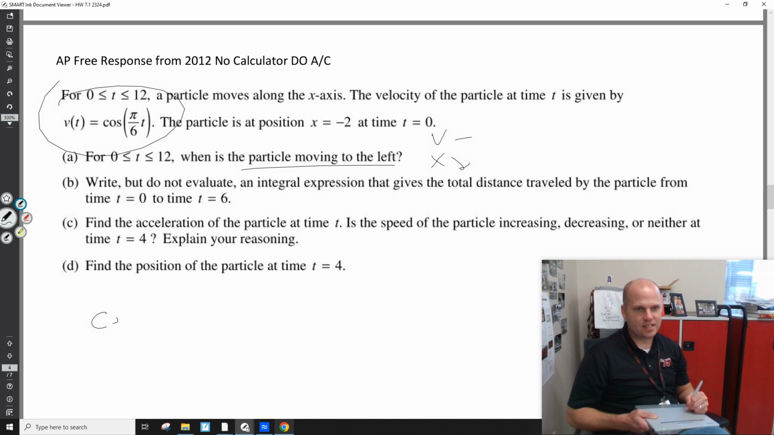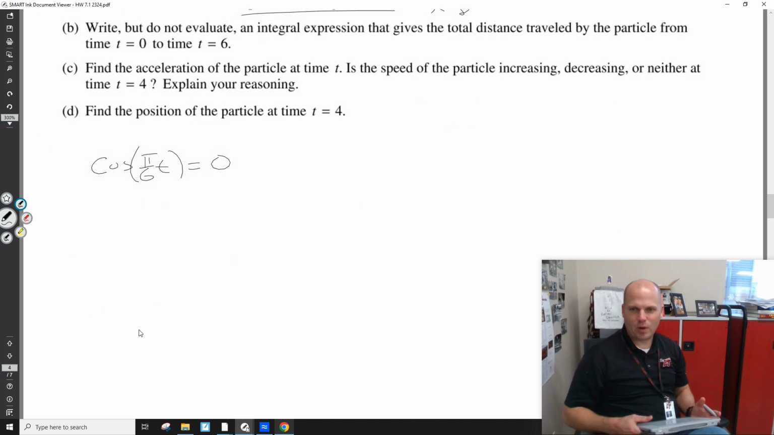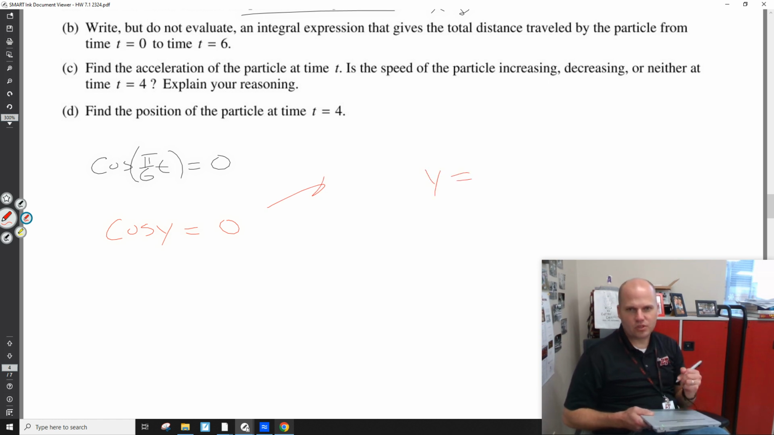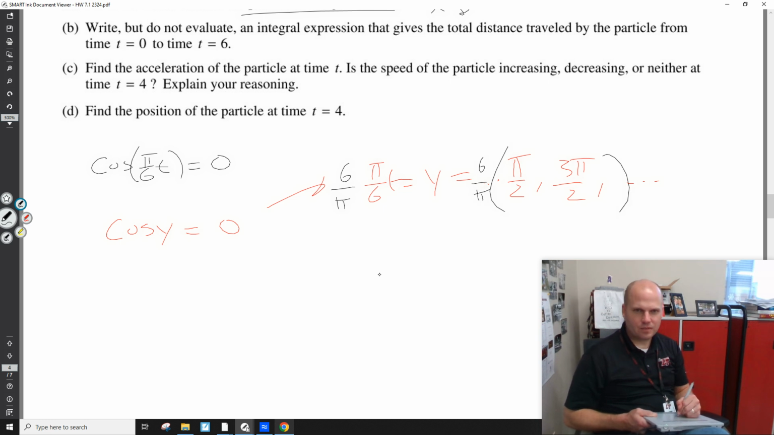I got to take my velocity and set it equal to 0. The best way to do this problem, what we did back in the day, is replace it with a y. And then we're like, okay, when does cosine equal 0? This is back from unit 0. Cosine equals 0 at the verticals. But understand that we don't want y's, we want t's. And we multiply everything by 6 over pi. This is one way to figure this out.